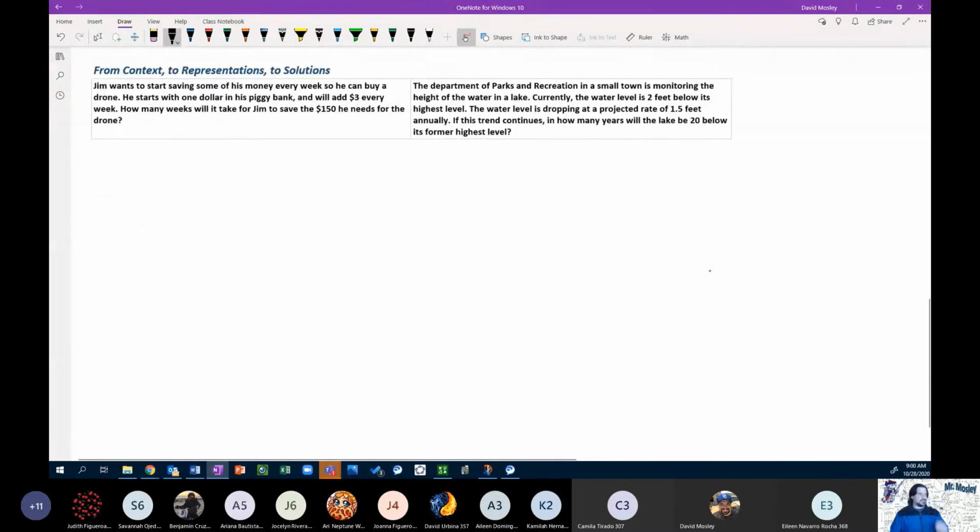So next, we're going to look at a couple of different contexts here, so that we can look at going from a context to the representations and then to finally finding a solution, and what that solution looks like across the different contexts. So let's get started.